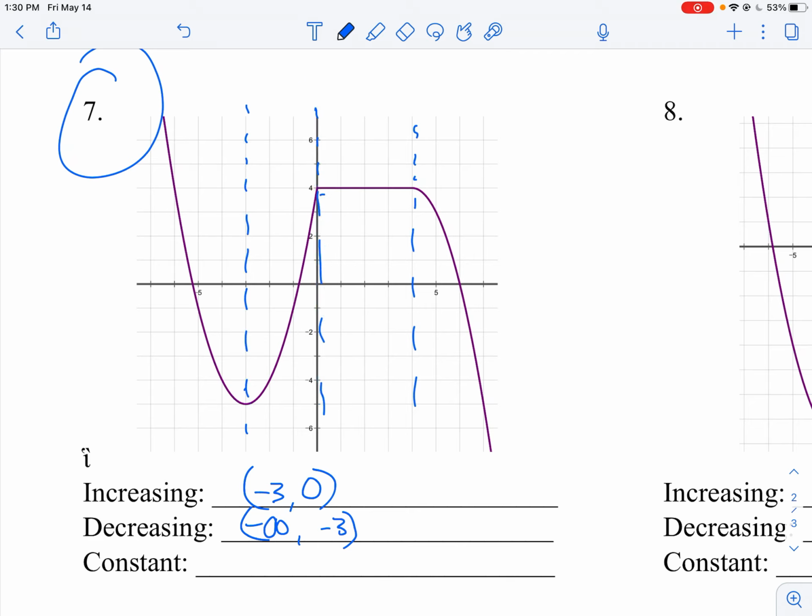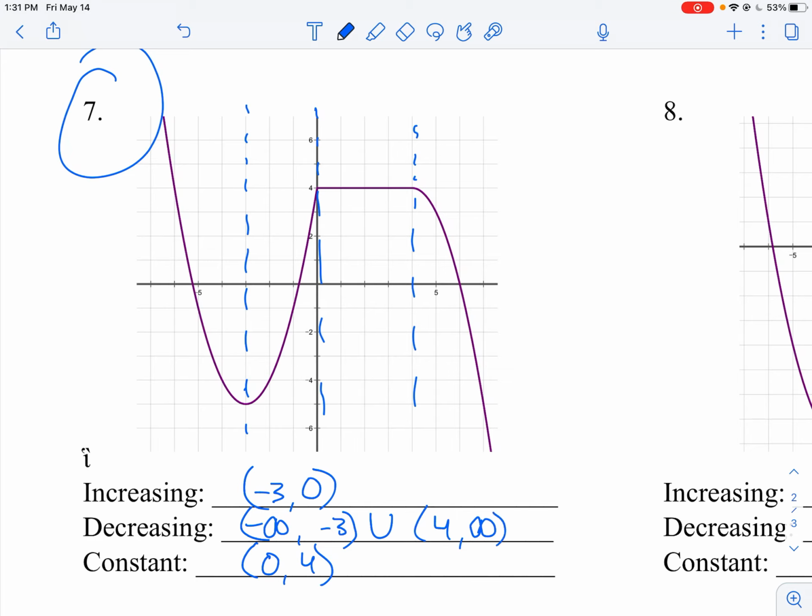And then this next section here, it is constant. I'm not going to put 4, I'm going to put 0, until I reach this x value over here, which is 4. And then this last section here is all decreasing. So I need a U for another decreasing interval. And it starts decreasing when x is 4 and continues on to the right forever. So as x goes to infinity, it's still decreasing.